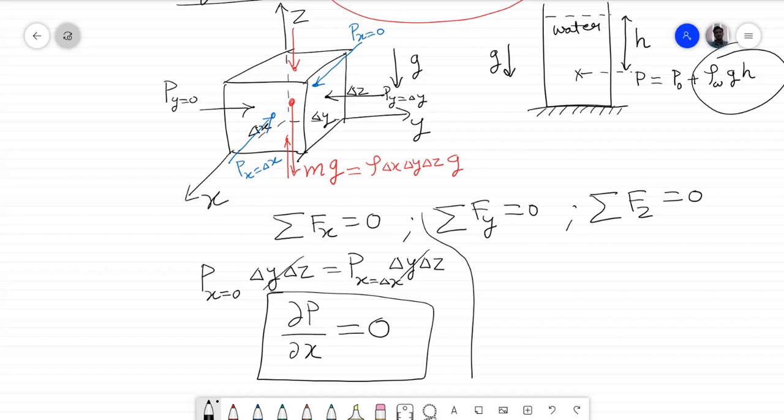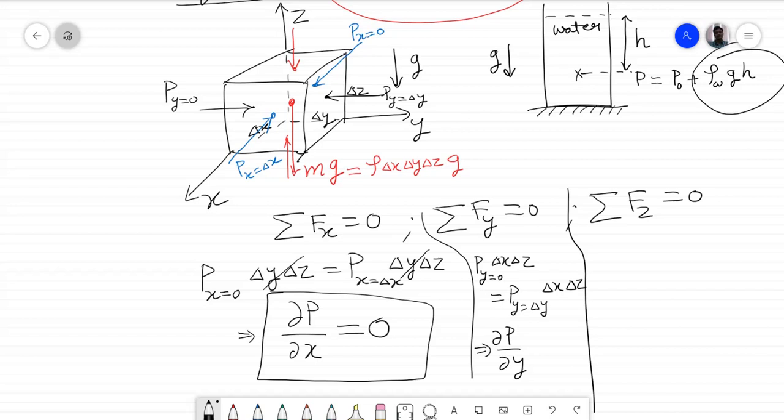As you can see, in the y direction also we are going to get the same thing. We can write pressure at y equal to 0 times delta x delta z is equal to pressure at y equal to delta y times delta x delta z, which gives dou p by dou y equal to 0.